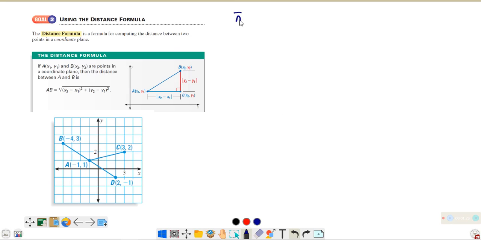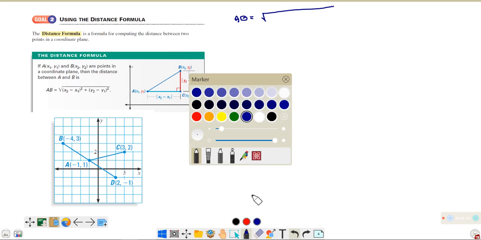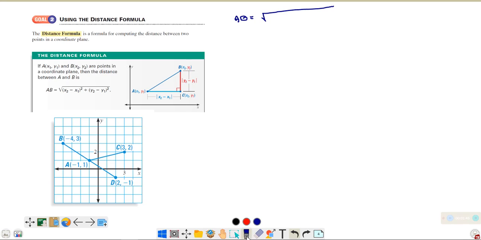So, we have here AB. Pwede nating i-discard yung bar sa taas. So, pwedeng ganito na lang yung notation niya. So, AB is equal to the square root of. First, you have to decide kung sino yung magiging x sub 1 mo at saka kung sino yung magiging x sub 2 mo. So, sino dito yung pair na may sub 1 at sino yung may pair na sub 2? So, dito, decide tayo.